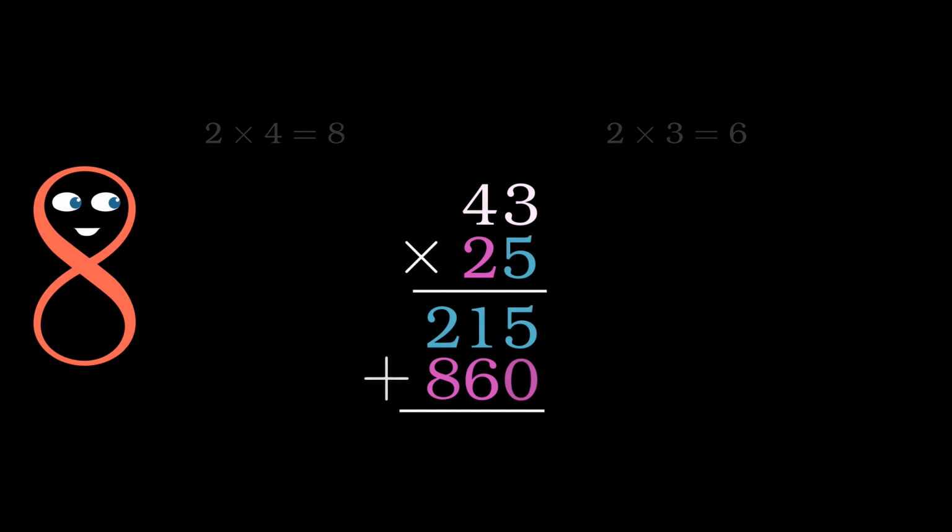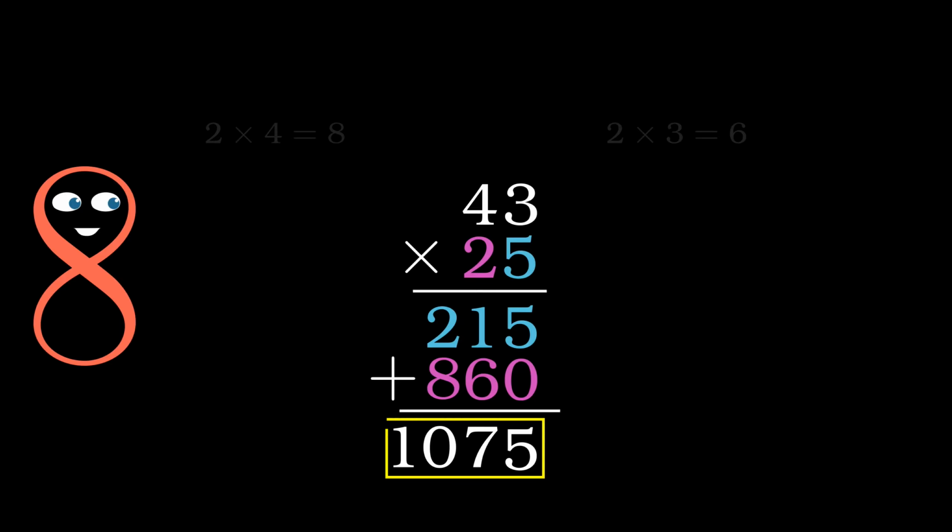Last but not least, we add the 3-digit numbers. 5 plus 0 equals 5, 1 plus 6 equals 7, and 2 plus 8 equals 10. And there you have it, 43 times 25 equals 1075.